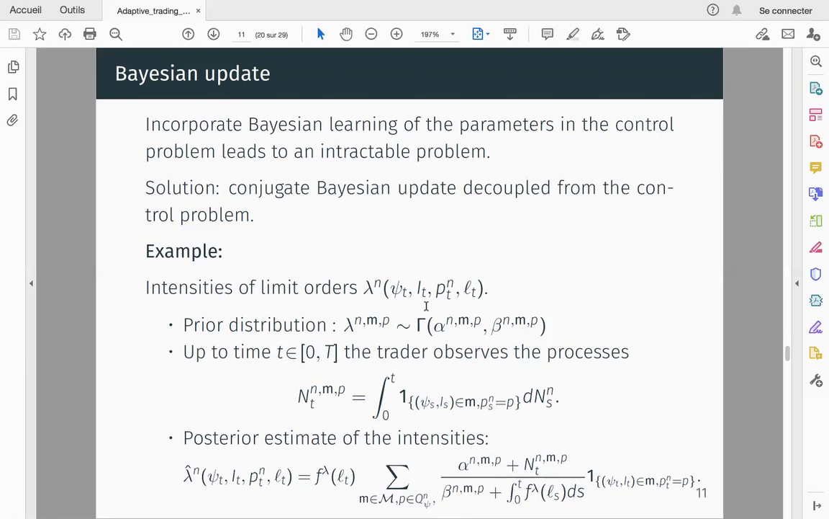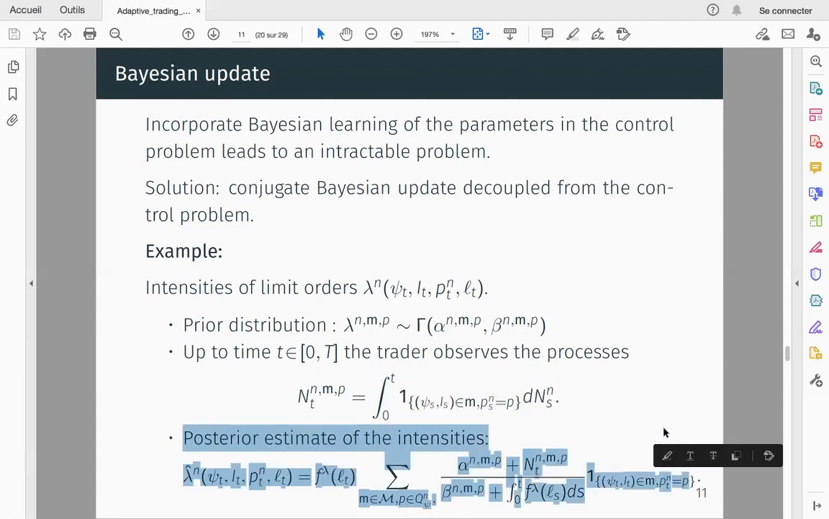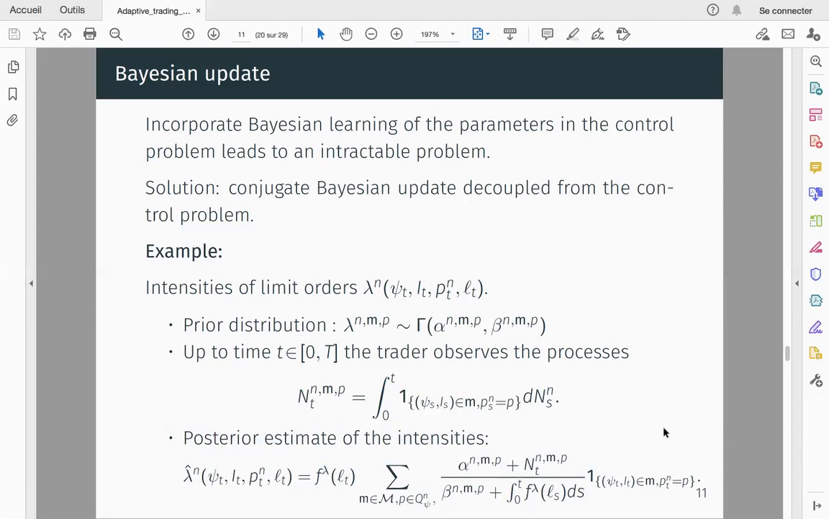As Poisson and gamma are conjugate distributions, you have at the end a conjugate posterior estimate of the intensities. And similarly, we define conjugate Bayesian updates for the generator of spread and imbalance and the proportion executed of limit orders. If we wanted to incorporate this Bayesian update, for example of the intensities of limit orders, we would have to add all the processes NT and NMP as state variables of the control problem. And even for the parsimonious model that I described earlier, with 2 venues, 2 regimes of spread and 3 of imbalance, you would have 36 more state variables in your control problem. And of course, this is completely intractable.